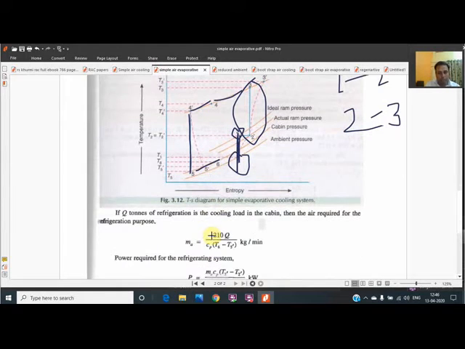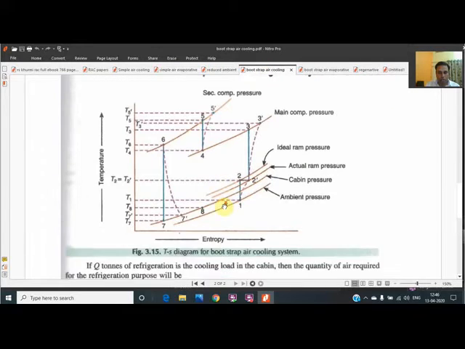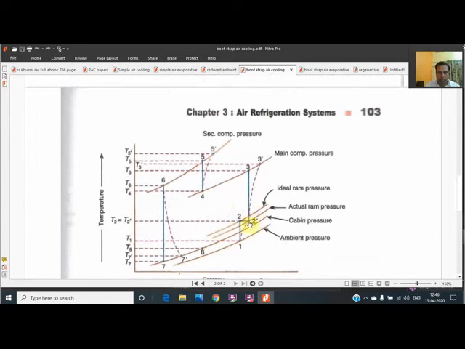Now, what is important, whether we are going for simple air evaporative or for the bootstrap, is that in bootstrap the compression means compressed air, because we all know that we have to initially compress the air. We have received certain compression free of cost, that is ramming. From the main compressor we have received certain compression.